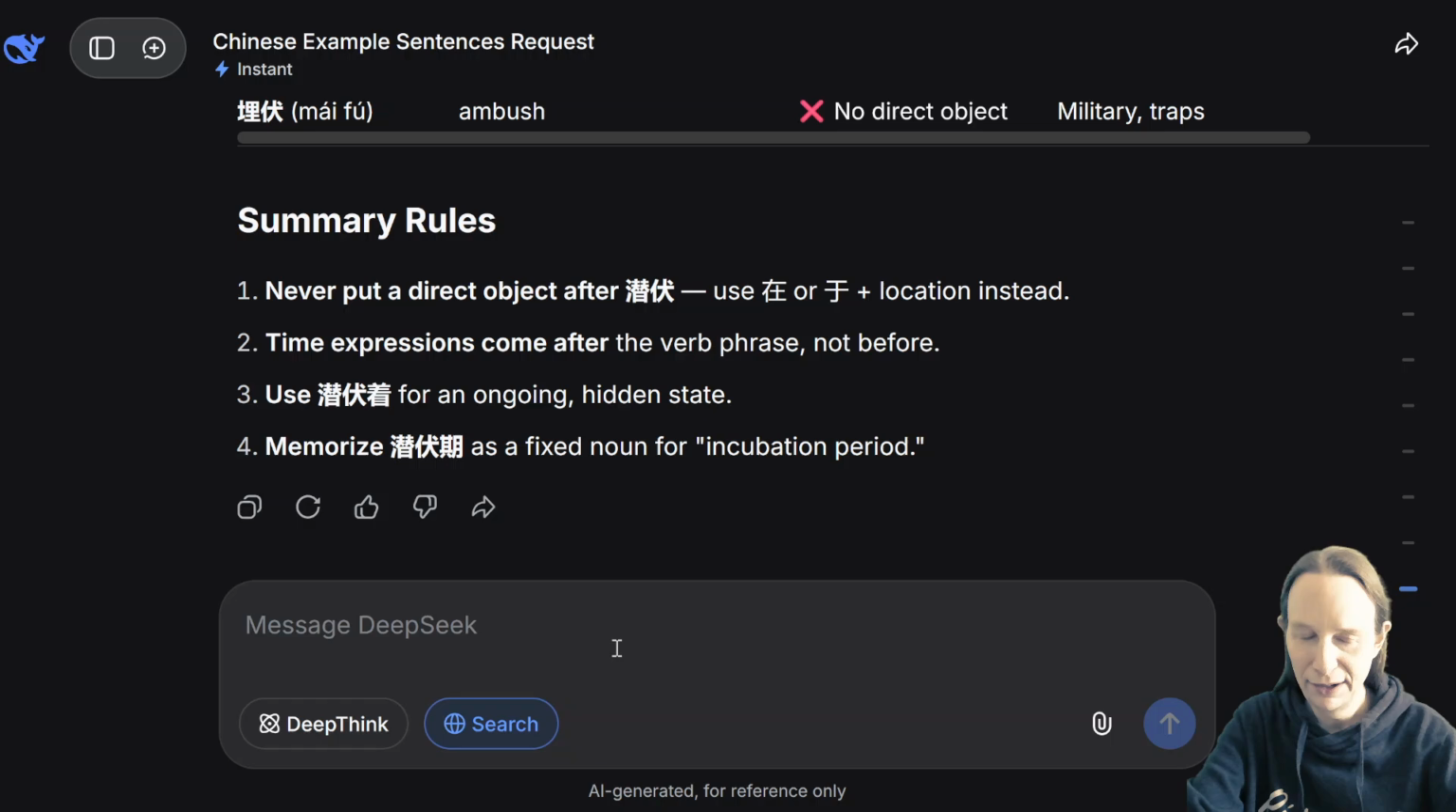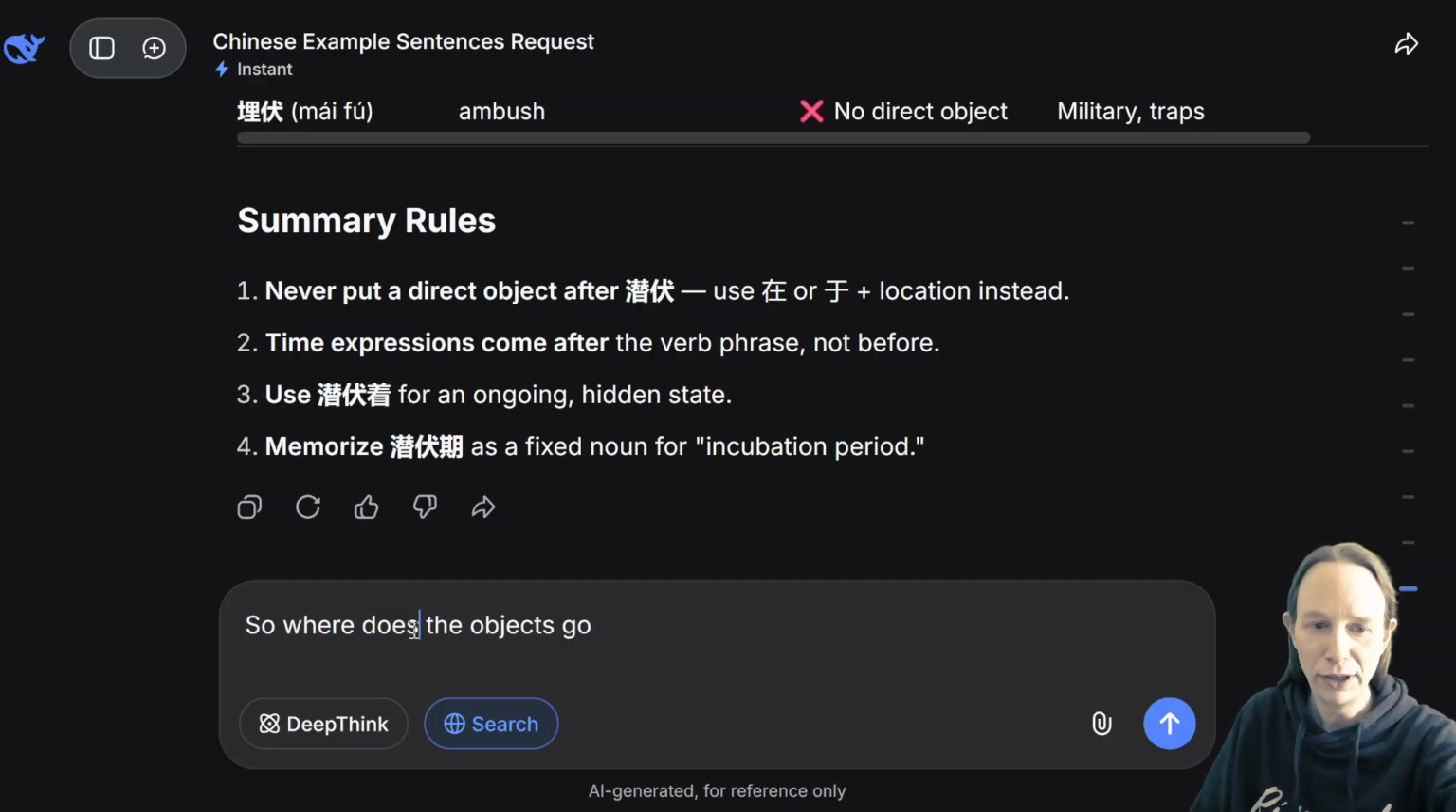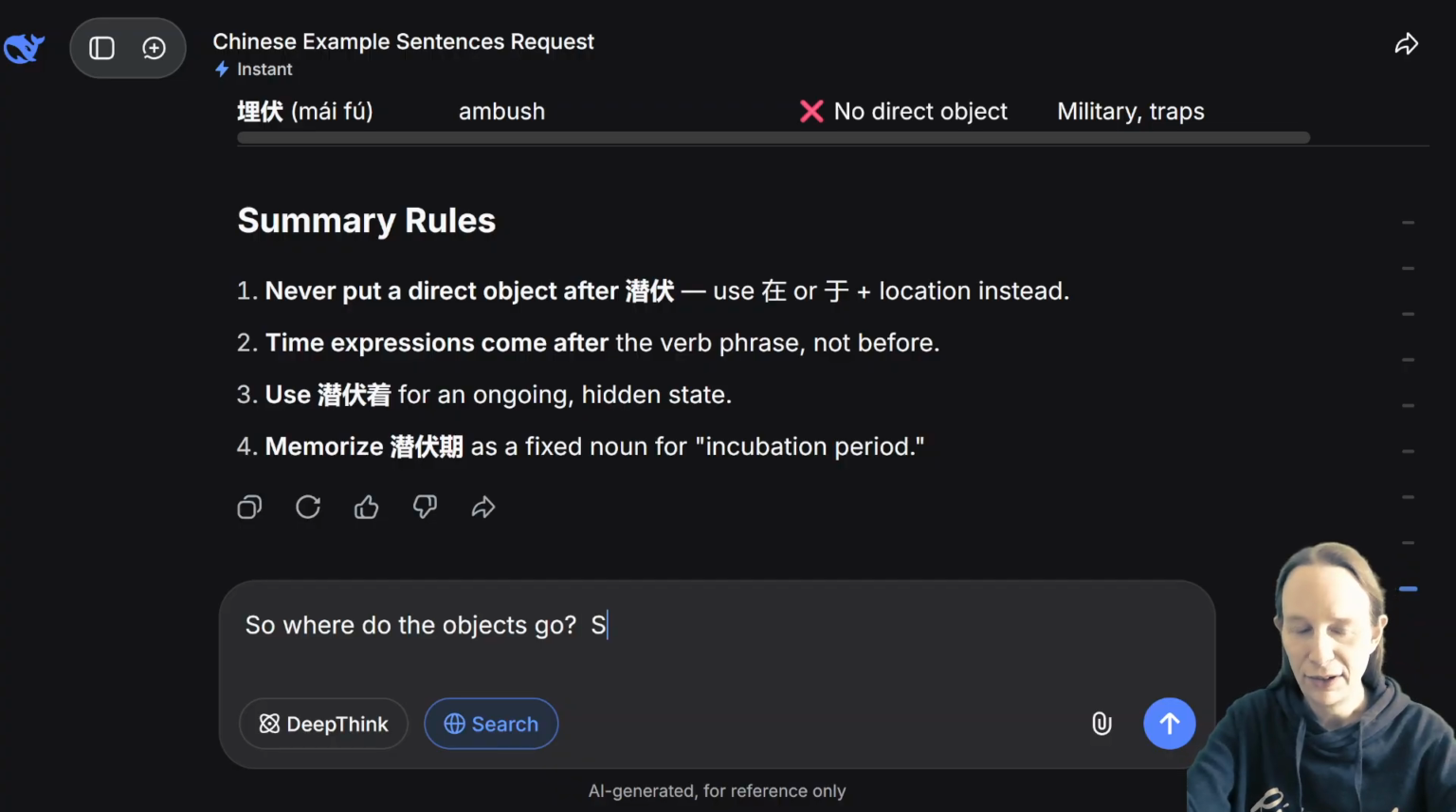Okay, so let's talk about object. Where does the object, where do the objects go? So one entity is doing the concealing and another is being concealed.